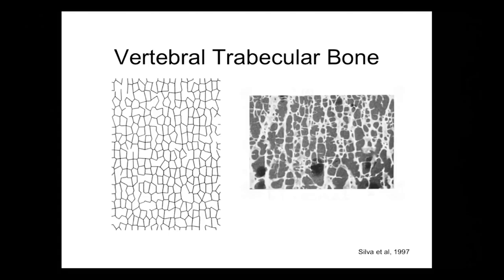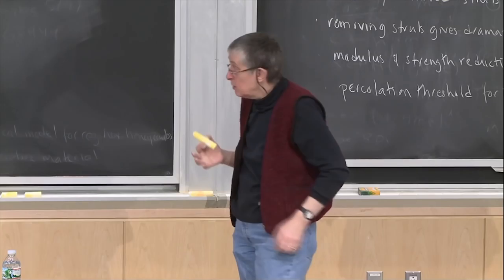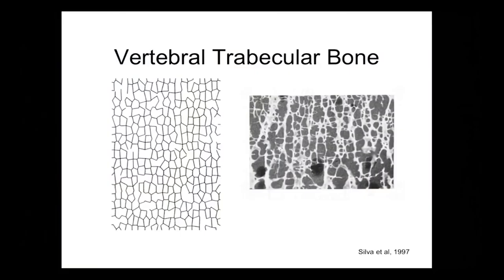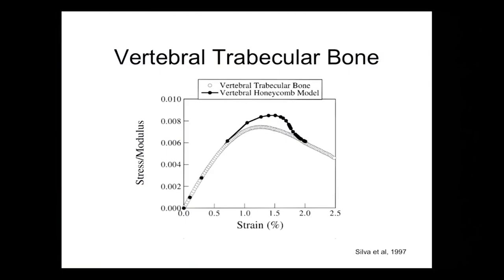Here you can see on the left we've got a Voronoi model that's more or less representative of the bone, and we've removed some of the struts. We're going to do the same thing with this model. We thin the struts and we remove the struts, and we try to see what the residual strength is. For at least a 2D model, this isn't a bad representation of the vertebral trabecular bone. And this was the stress strain curve for both the specimen of the vertebral bone that was tested and the honeycomb model that we made to match it. So a similar kind of behavior.